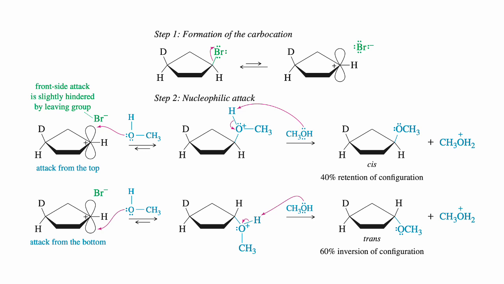That means it's harder for the nucleophile to attack the side that the leaving group was on. It's still possible and it still happens. In fact, it happens 40% of the time, but it doesn't happen as much as the nucleophile attacking the bottom. It's easier for the nucleophile to attack the bottom because there's no bromine there. There's no leaving group that's blocking that face. So we get 40% retention, 60% inversion. We get more inversion than retention.